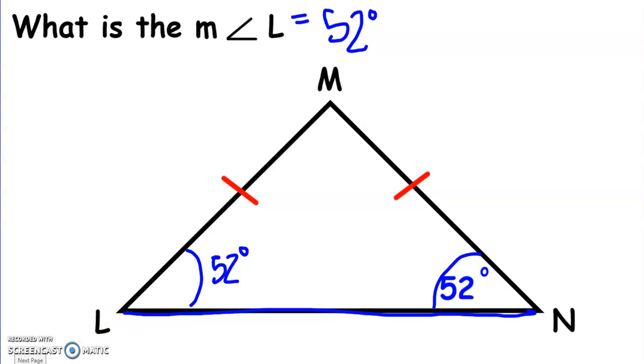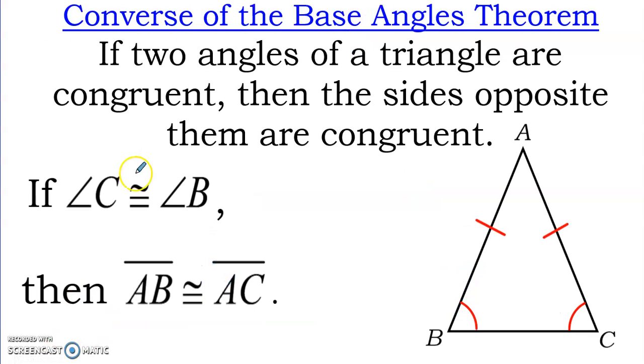Now, the converse of the base angles theorem is also true. Remember, converse means that we switch the if and the then of an if-then statement. So if two angles of a triangle are congruent, any two angles, then the sides opposite of them are congruent. Okay, remember opposite just means across from. So if angle C is congruent to angle B, then we know that these two sides are congruent.